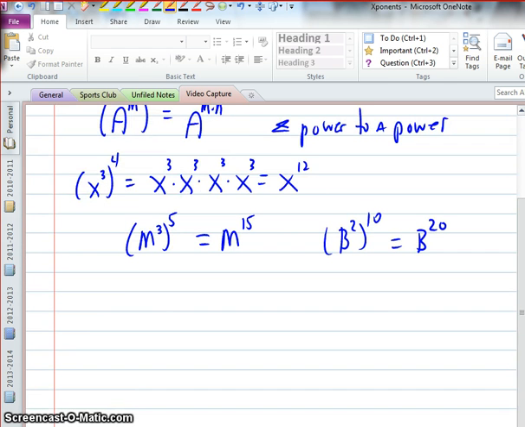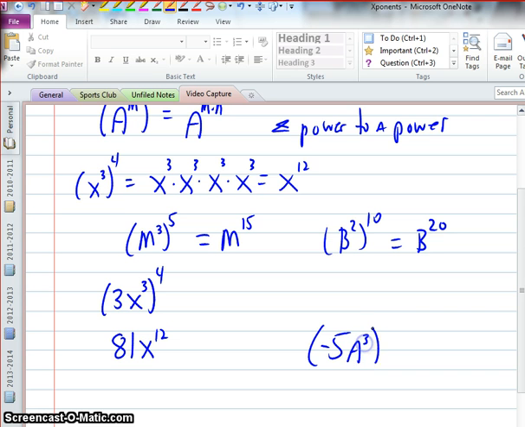Just like we did with the other rules we've talked about, we have to throw in coefficients. So in this case, we're going to have to take 3 and x cubed to the 4th power. Well, 3 to the 4th power is 3 multiplied by itself 4 times, which is 81. And x cubed to the 4th is x to the 12th. Same thing if you have a negative coefficient. Negative 5 squared is positive 25, and then a cubed squared is a to the 6.